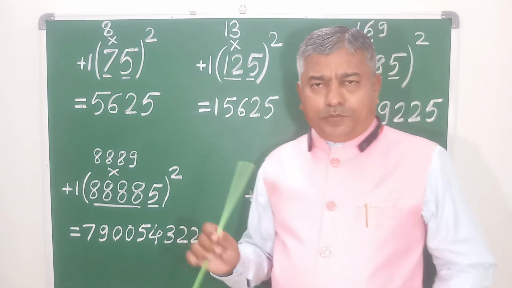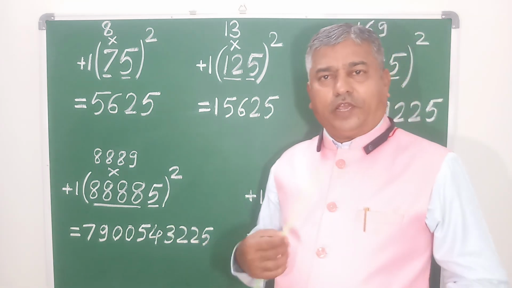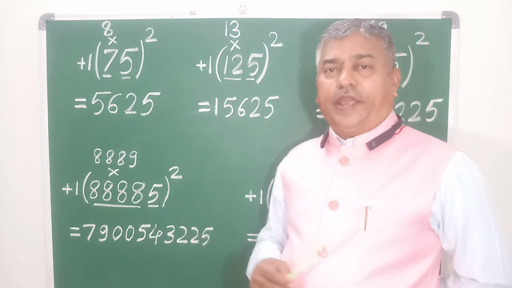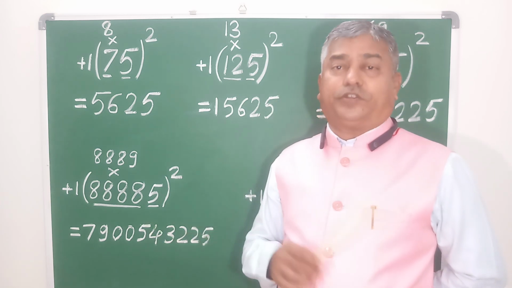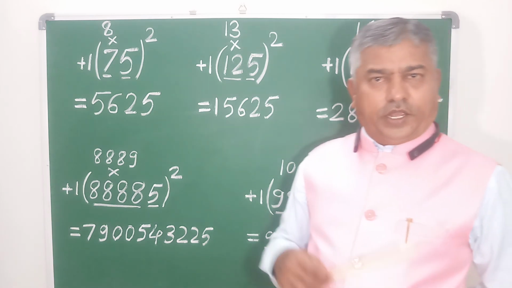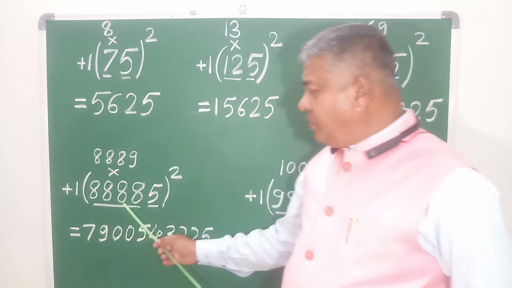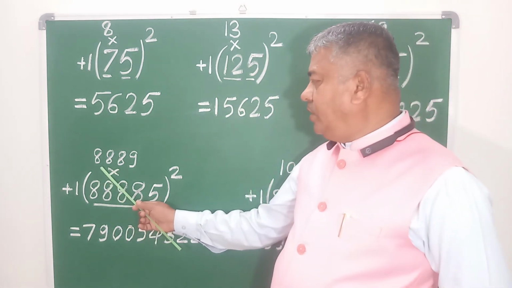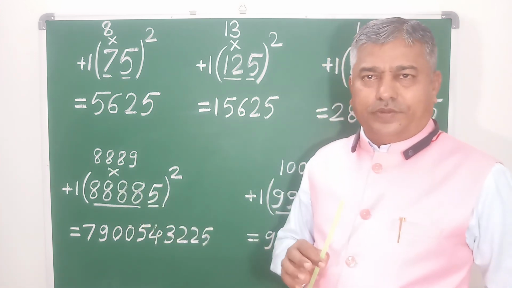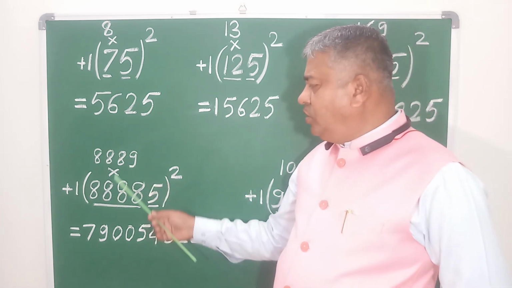Again we have to do the same process, grouping. The 5 comes in the second group as a single digit, and the remaining four 8s come under the first group. And according to our first Sulabh Sutra, Ekadikena Purvena, add 1 here. By adding 1, we get 8,889, the second number. And now we have to do the product of these two.